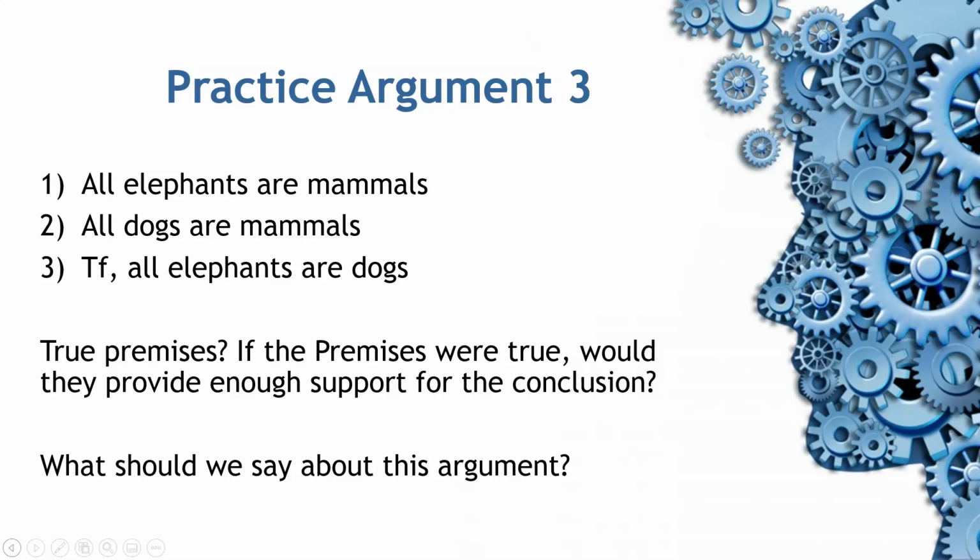But as it is, just because A's are C's and just because B's are also C's, that doesn't mean that A's and B's are the same. So even if these premises were true, they would not provide enough support for the conclusion. So what should we say about this argument? It's bad, and we need to reject it. Even though all the premises are true, it's not the case that if true, they would give enough support for the conclusion.